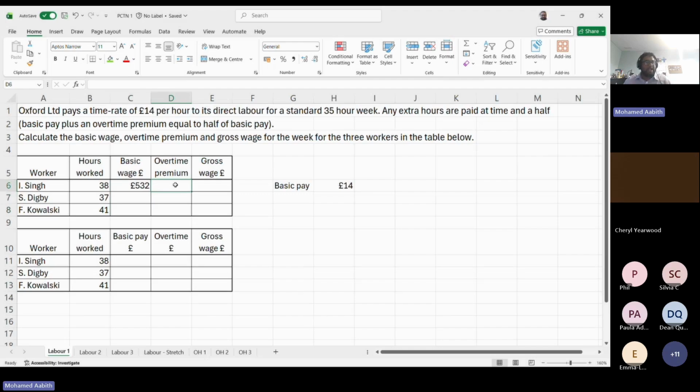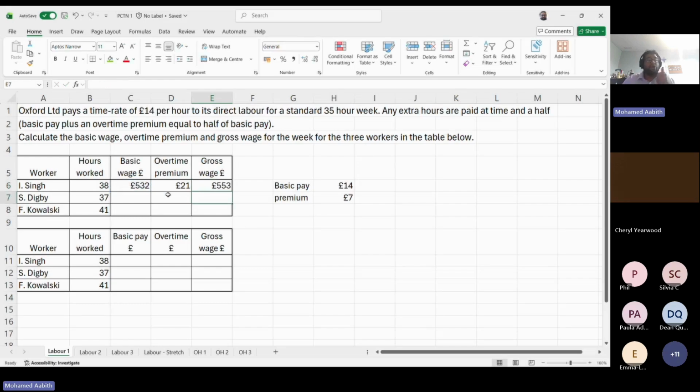But then you also have to look at how much the overtime premium is. A premium is something you pay on top of your basic rate. So how much is your premium here? The premium is equal to that times 50%, because it's half, isn't it? So any extra hours they worked, they will be given £7 extra on those hours. This person worked 3 hours extra, so it's equal to 3 times that, and that is their overtime premium. So their gross wage will be this plus that.